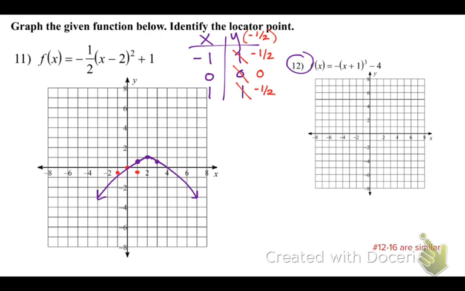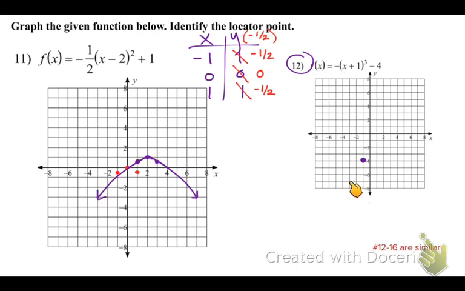All right, so the locator point is actually at -1, -4. So -1, -4. That came from this. The +1 shifted to the left 1 unit, so that's why it's at -1. And the -4 on the outside shifted down 4 units, that's why it's at -4. This negative in the front doesn't have anything to do with where the locator point moved. It just has to do with the shape of the graph.